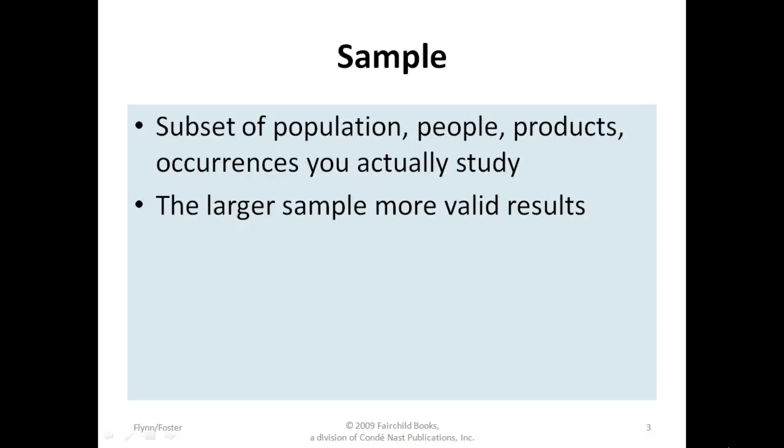Think of cheesecake from the Cheesecake Factory. When you go to the Cheesecake Factory, you usually don't buy a whole cheesecake. You just get a sample of the cheesecake, a slice of it. So our slice is a sample, a subset of the population of the people, products, or occurrences that you're studying. You want to get a big enough piece of the cheesecake that you get the crust and the edges, which means you want your sample to be big enough to give you valid results.